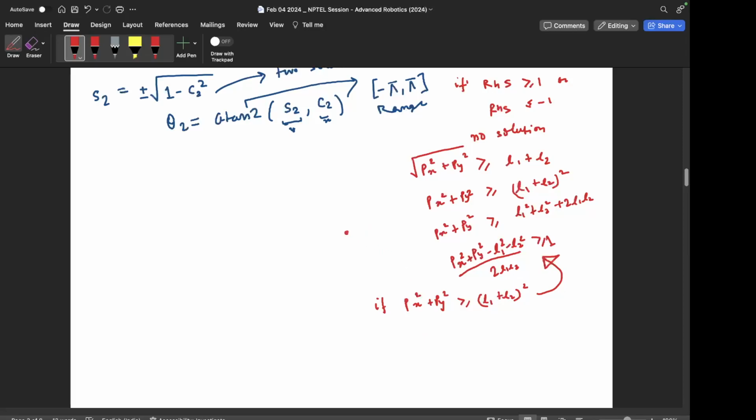So the manipulator can reach in the plane a maximum length of L1 plus L2, right? And if the desired point is outside it, it cannot reach there. So we will not find any solution for the joint angles which will give us the desired end effector position, right?